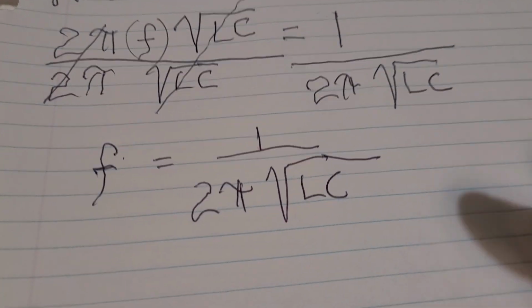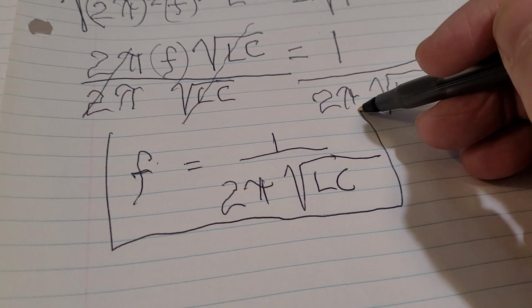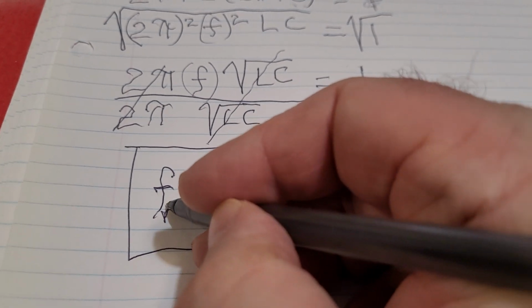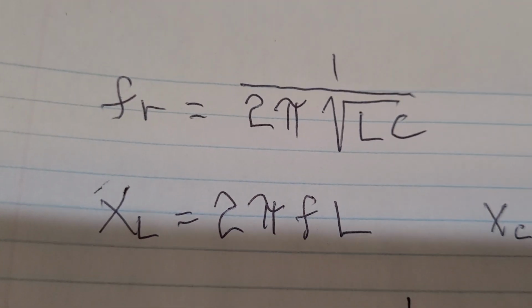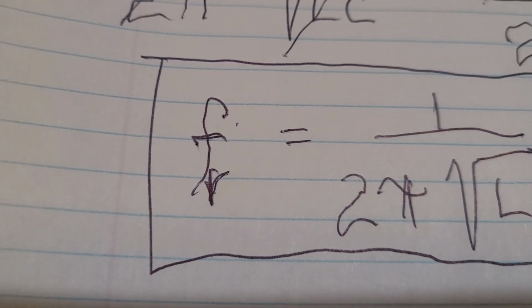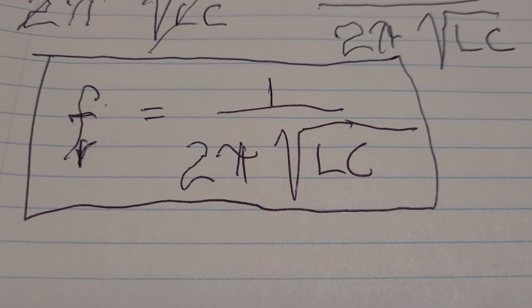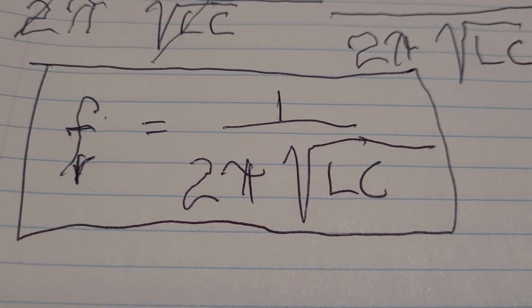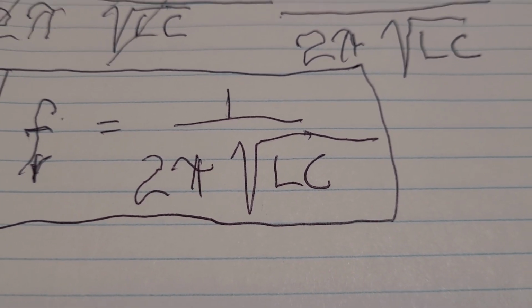And of course, that is our handy-dandy formula. And I'm just going to put a little R there because that designates resonant frequency. And that's the same as the formula that we started with up there. So a very simple little bit of algebra there. And that's the resonant frequency: 1 over 2 pi times the square root of LC.